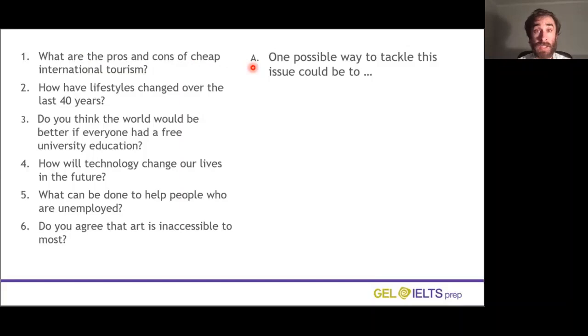A is starting to respond to question 5. So the question is, what can be done to help people who are unemployed? One way to tackle this issue could be to invest money in training programs so that people are more qualified to find jobs.